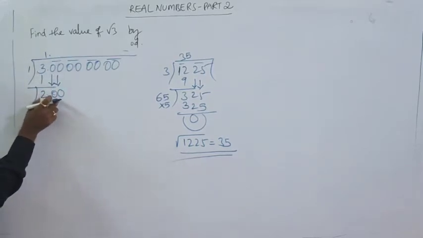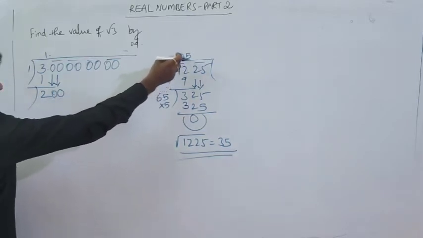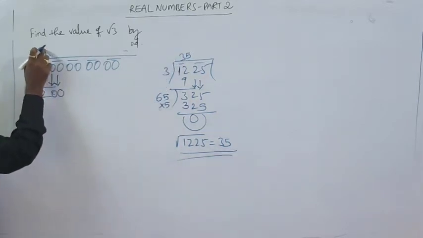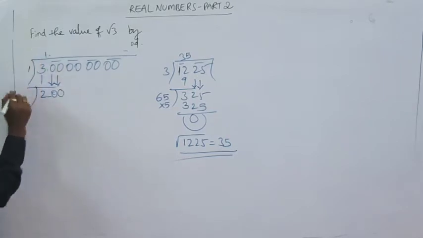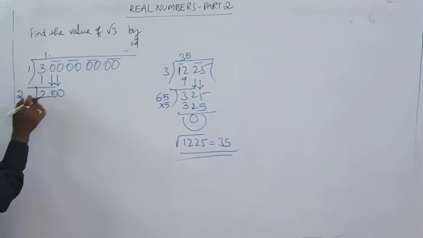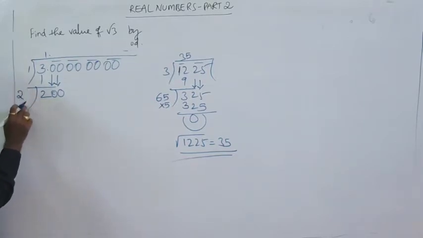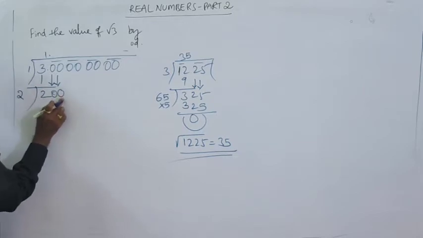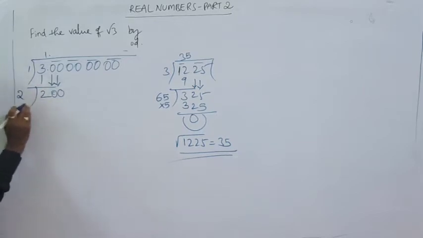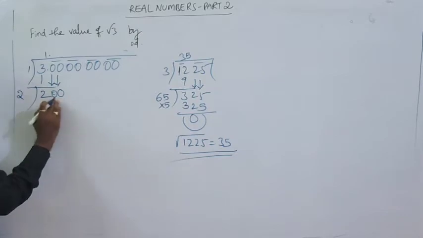Okay. Now here we double the quotient. So here also we have to double the quotient. That means 2 times the quotient is 2. 2 1s are 2. And here we have to place a digit such that if we multiply the whole number by the digit, we should get a value equal to 200 or very near to 200, not more than 200.